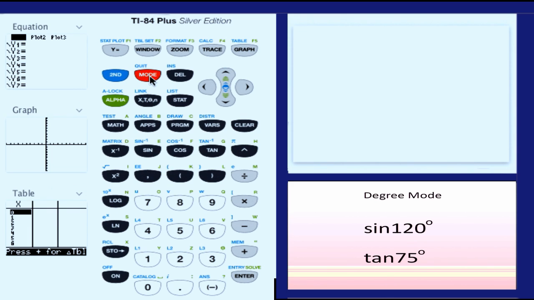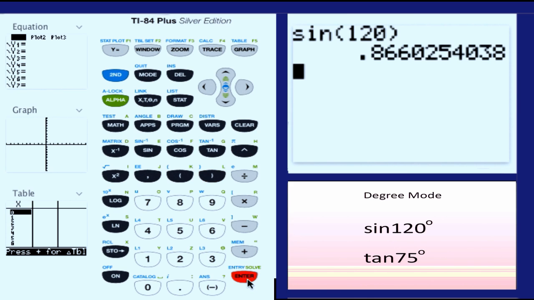Now I'm ready to type in sine 120. So sine, of course, is S-I-N, so I type in that button. Automatically a parentheses opens. I type in 120. I do not have to type the degree symbol. The calculator already knows that we're in degree mode. Then I'm going to close the parentheses. That is good practice to close your parentheses and then press enter.